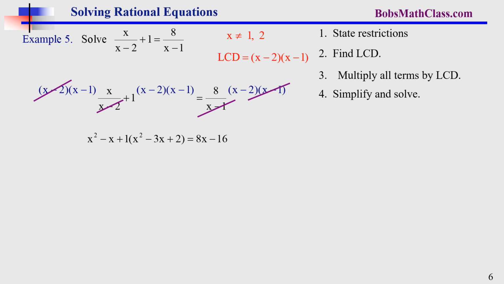Now that 1 in front of the parentheses, well, 1 times anything is the same thing. So you can disregard the 1. Then add like terms. 2x squared minus 4x plus 2. As soon as you see the x squared, that means you have to get 0 on the right hand side. So subtract the 8x and add 16 to both sides.